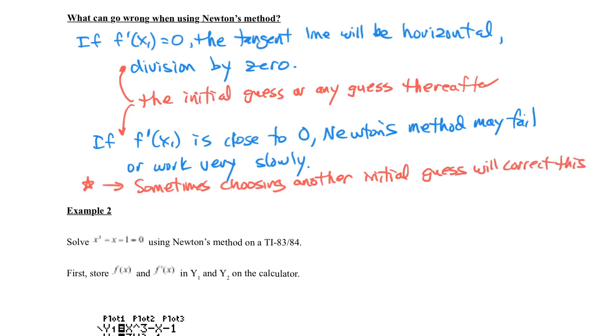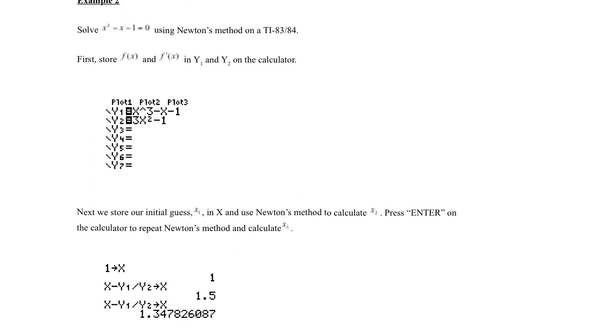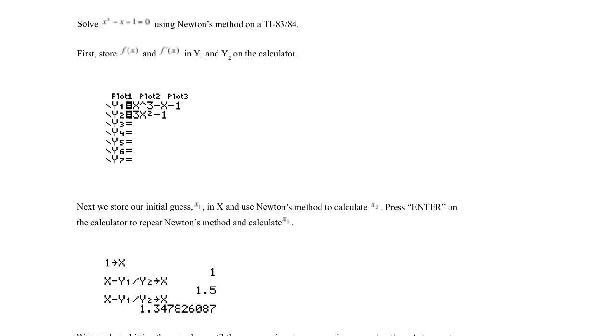So if you're using Newton's method and something really weird is happening, just pick a different initial guess. And a lot of times that will take care of it. So we've got this example on a calculator and a video I'm going to try to put in here, and we'll see if it works, but it kind of walks through what we're doing.